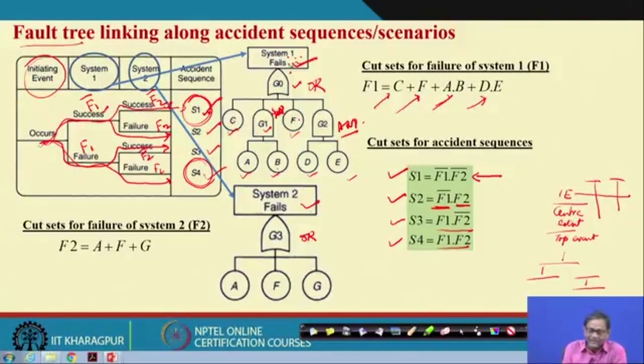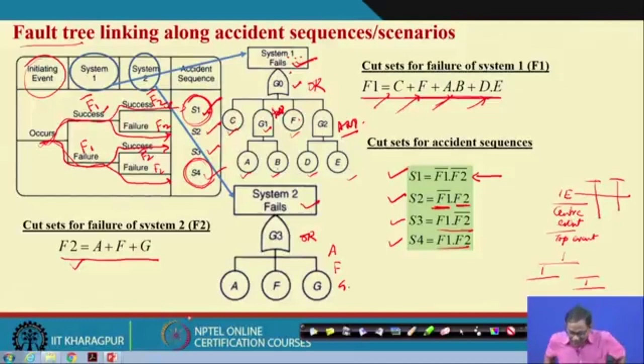This is basically the failure of system 1, which can be written in terms of cut sets like this. This plus symbol is nothing but union. Now, similarly for system 2, you can write, because it is basically an OR gate, A, F and G. That means three cut sets are there, and in Boolean form we can write F equal to A plus F plus G.